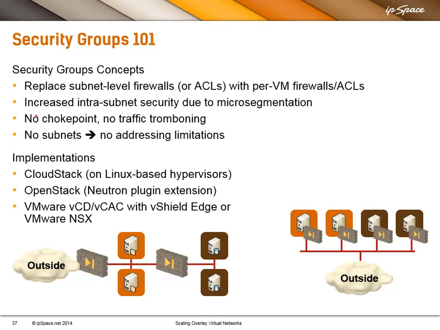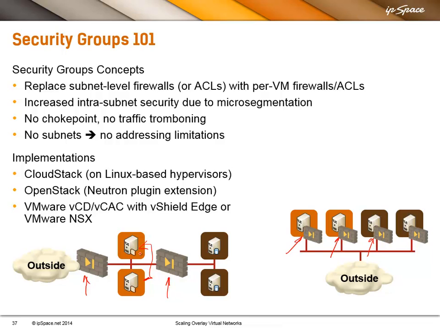So the concept of security groups is very simple. We want to replace the traditional firewalls that were choke points placed between individual subnets with something that scales out. It could be packet filters, it could be full-blown stateful firewalls or something else. But the idea is that we have a filter in front of every VM, so we don't have the central choke point anymore.